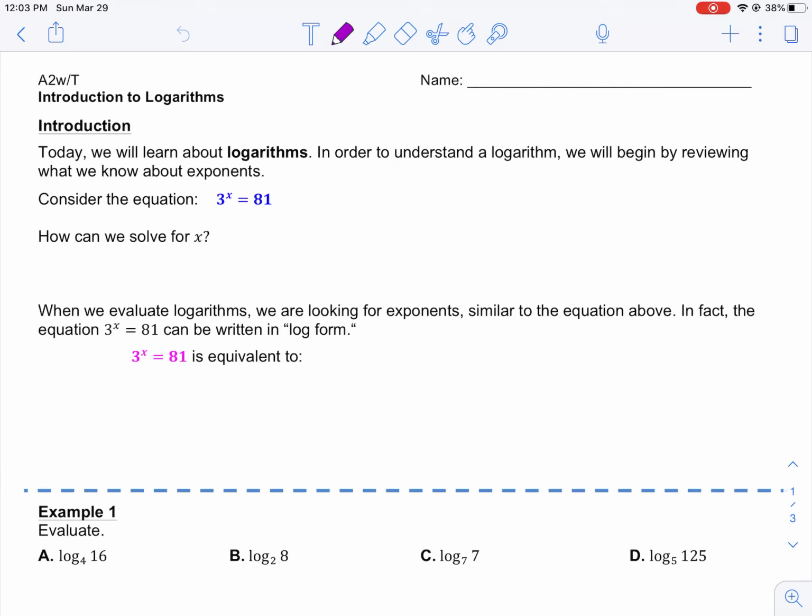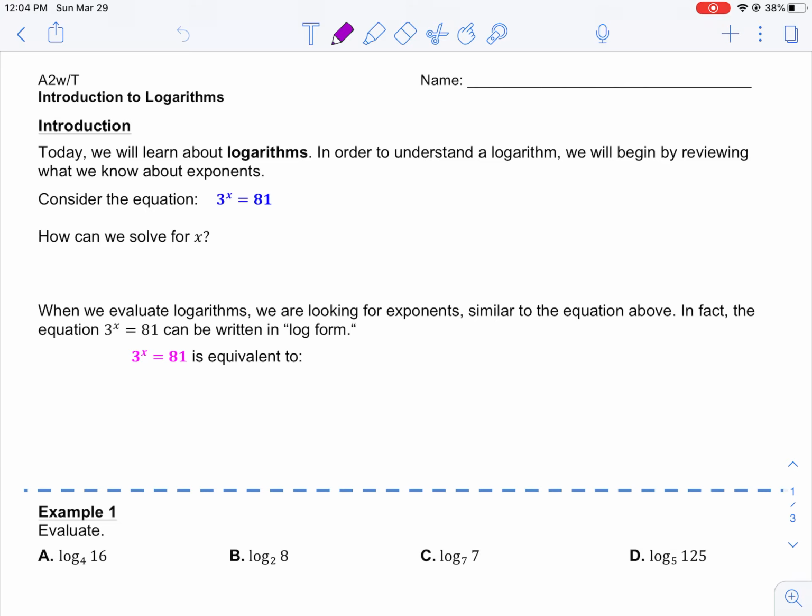Today we're going to move on in Unit 7. Remember we talked a lot about exponential equations in the first couple weeks of e-learning, and today I'm going to move on and introduce something called logarithms. So, in order to understand a logarithm, we're going to start by reviewing what we know about exponents.